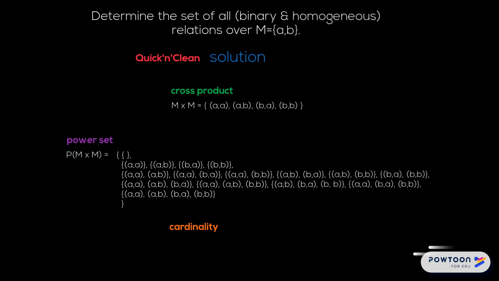We can check this by determining the cardinality of the power set of the cross product, or the cardinality of the solution, or even easier, the amount of sets in our solution. As we see, this equals 16, which is the amount of our 16 relations R1 to R16 from the previous solution.